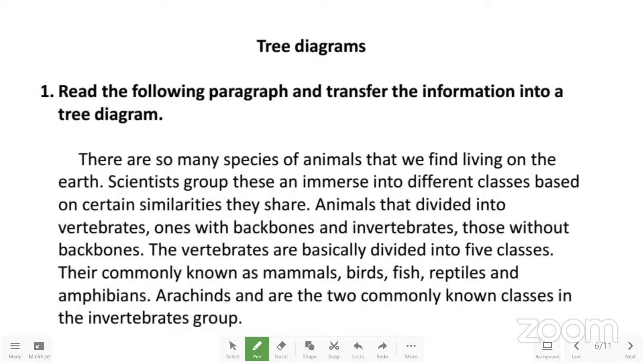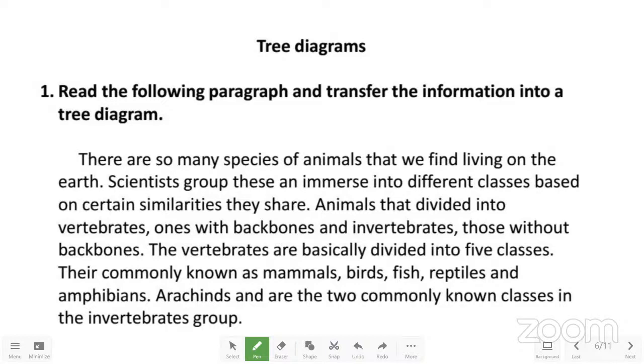Now read the following paragraph and transfer the information into a tree diagram. There are so many species of animals that we find living on the earth. Scientists group these into different classes based on certain similarities they share. Animals are divided into vertebrates.